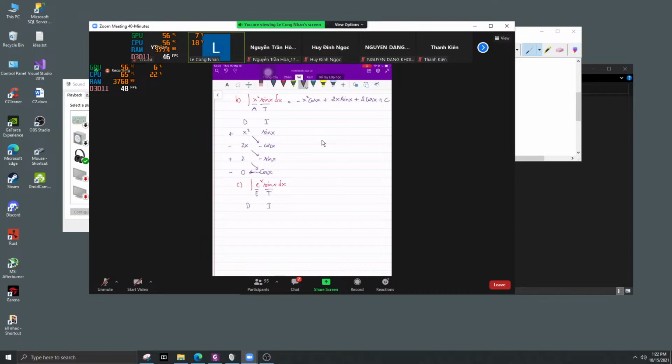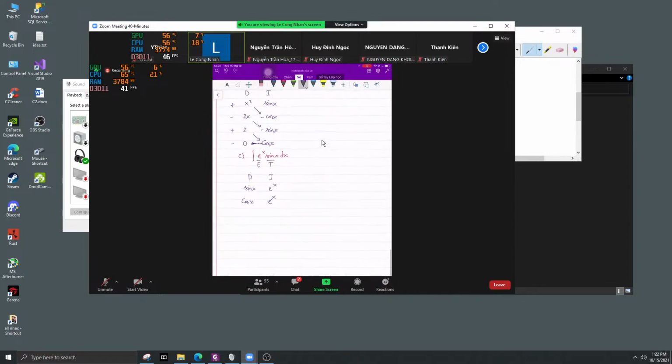D is sine x, and I is exponential. So differentiate sine, we get cosine. Integrate the exponential, we get the exponential function. And differentiate cosine, we have minus sine. Okay, here we integrate, so we have e to the x. So if we continue this process, we get cosine, sine, cosine, sine, and on the right hand side, we have e to the x. Okay, so we can multiply.